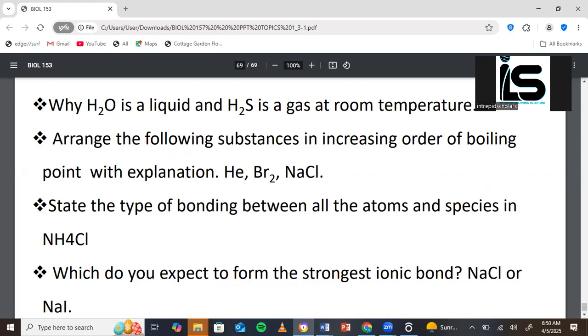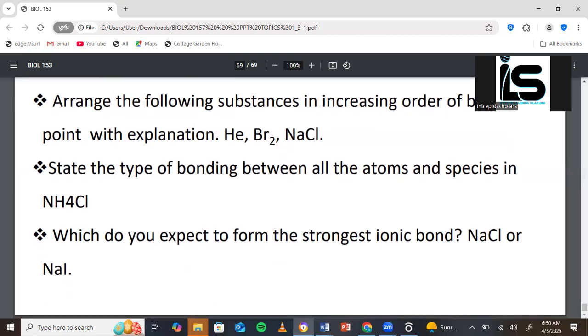boiling point. Then sodium chloride is an ionic compound. Usually, all interatomic bonds are stronger than intermolecular bonds. So once we have a crystal like this, the ionic, the boiling point is very, very high.